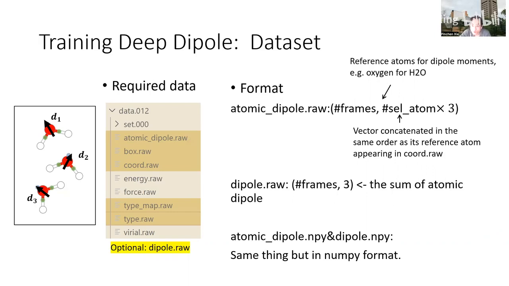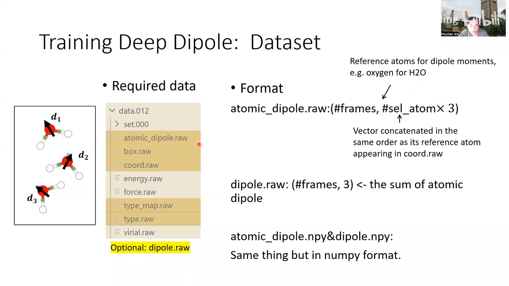The number of rows of the atomic dipole file is just the number of atomic configurations in this data set. Then the number of columns is the number of atoms carrying the dipole times 3. For example, for this water system, there are 3 water molecules. So you can choose the 3 oxygens to carry the dipole vector. Then the data file should contain 3 times 3 equals 9 columns.